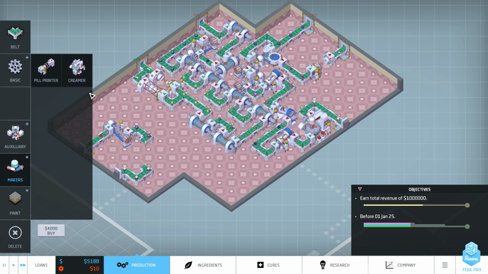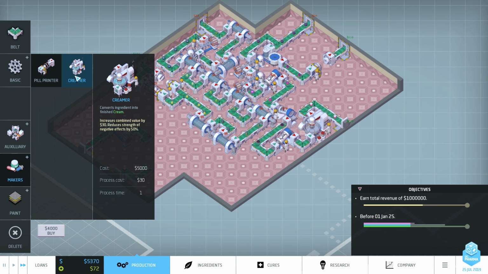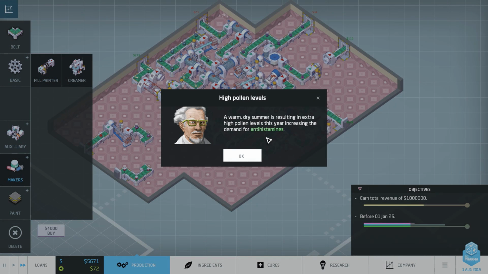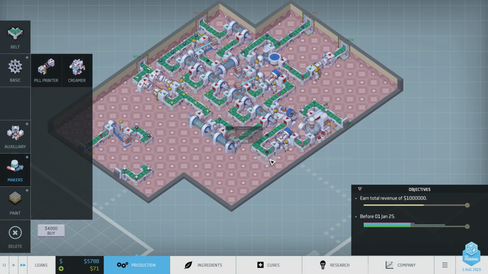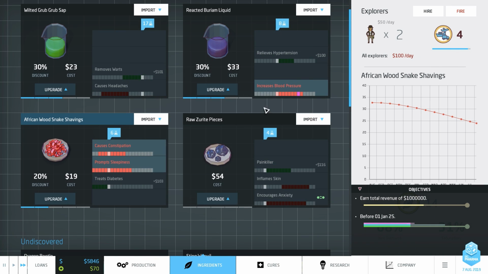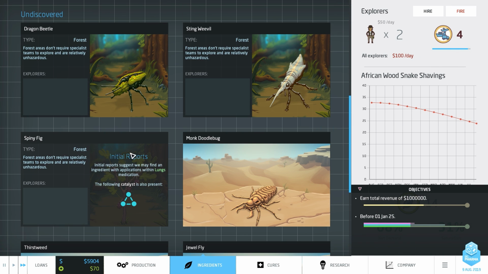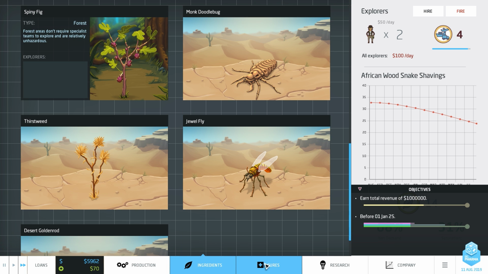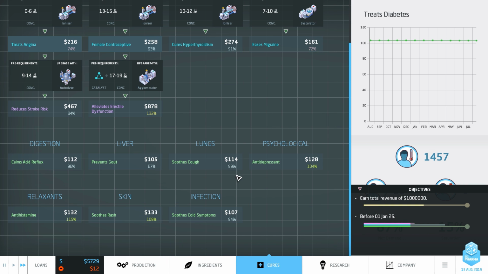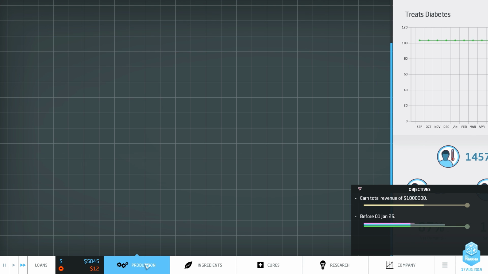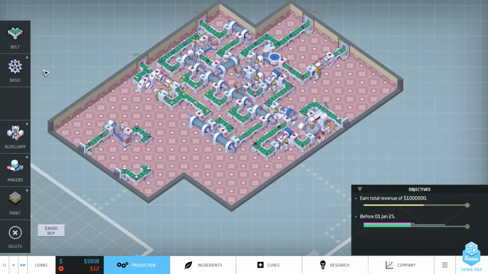Oh, this is a cost of 30, but increases the total value by 30. So the process cost and the total value are even. Depends on if we can sell it at that price or not is the question. Combined value by 29. Ooh, we got an issue here. A warm, dry summer is resulting in high pollen levels this year, increasing the demand for antihistamines. Do we have antihistamines? Of course not. And that isn't going to be till lungs, maybe. Let's see, relaxants. Oh boy, that's going to be way far away. Not even close to getting those. We need to do so much before we can get to that point.